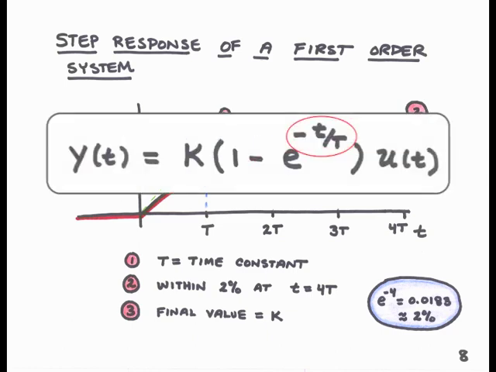Referring back to the equation for the step response, you'll notice the exponential term will be e to the minus 4 when t is equal to 4 times capital T. Therefore, the value of y of t at this time will be within 2% of the final value.